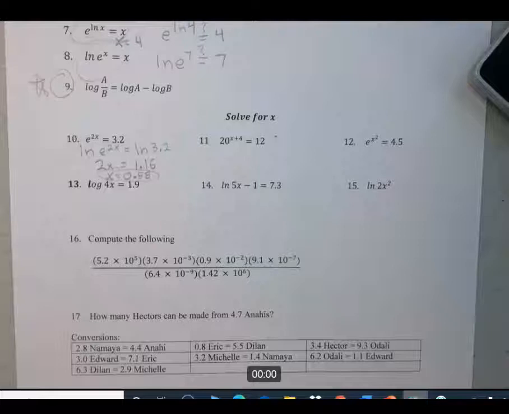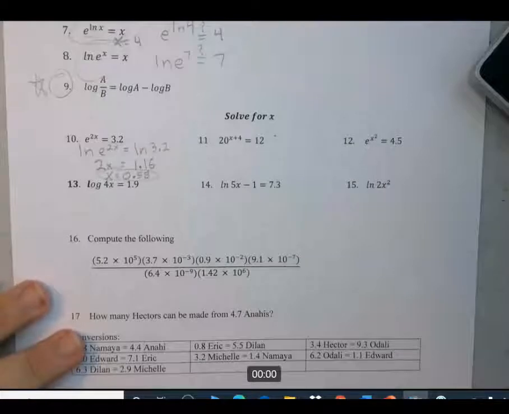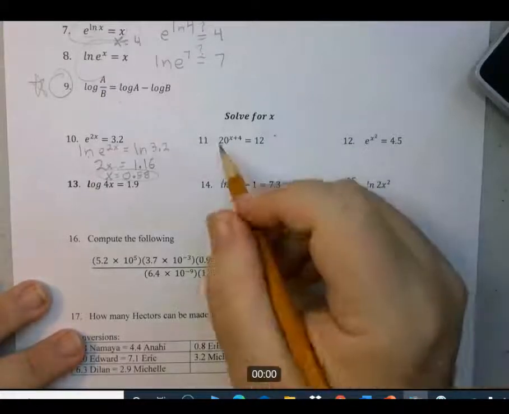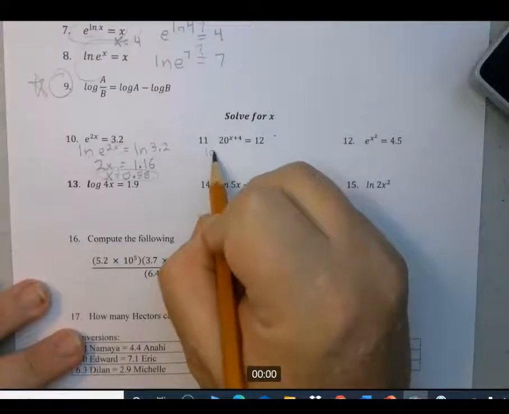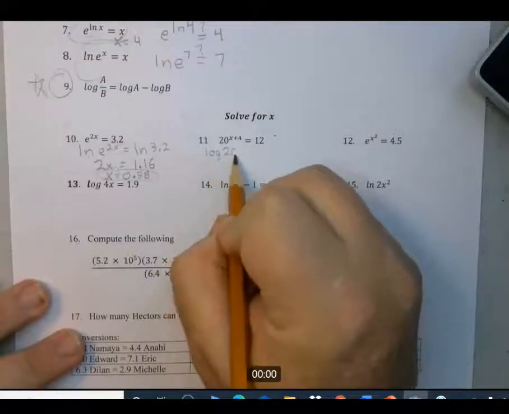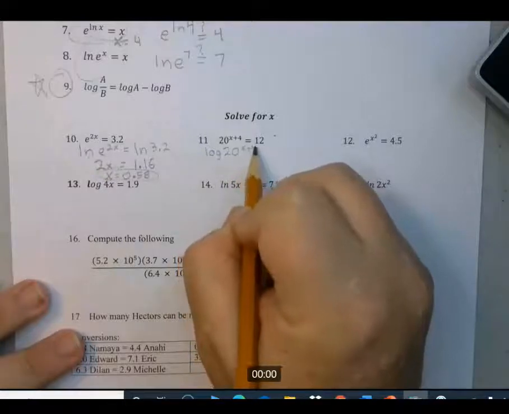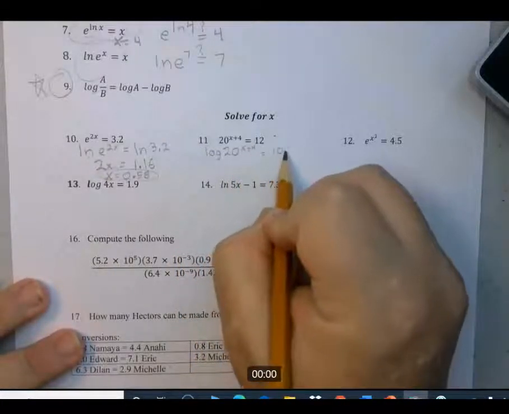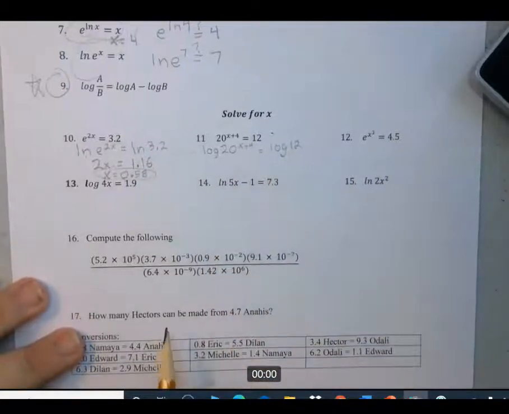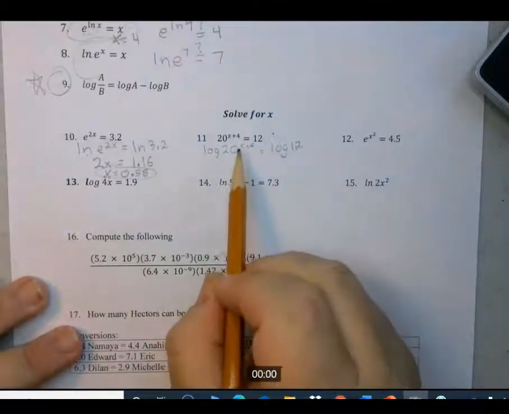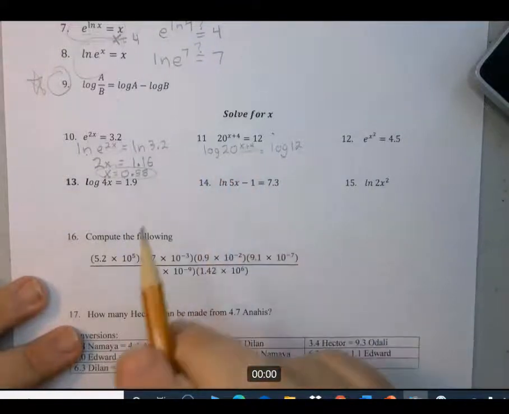Okay, let's do number 11. So what are we going to do in number 11? Well, we could use a natural log or a common log. We're going to go ahead and use a common log. So it's log. I'm going to take the log of both sides. Now I'm going to use the principle where I can pull this out in front of the log.